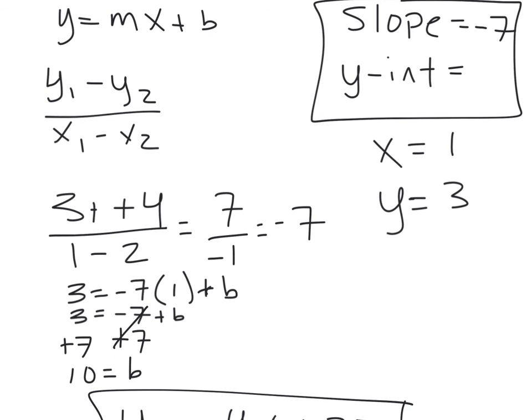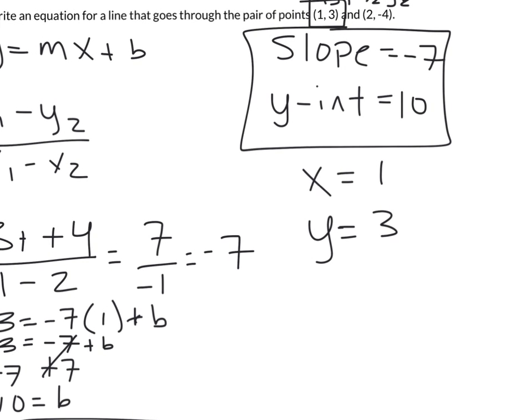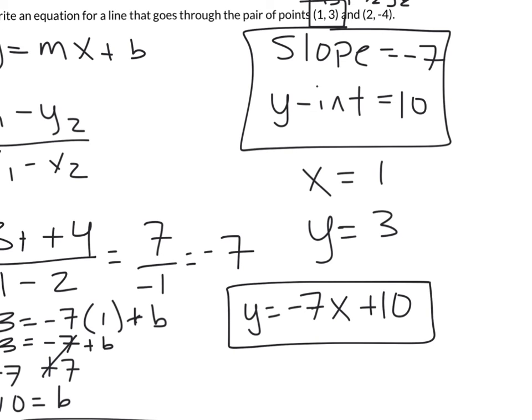So I now have my b, which is 10, and now I need to write an equation for this line using my slope of negative 7 and my y-intercept of 10. So I'm going to write y equals negative 7x plus 10. And that's how I can write an equation of a line from just having two coordinates.